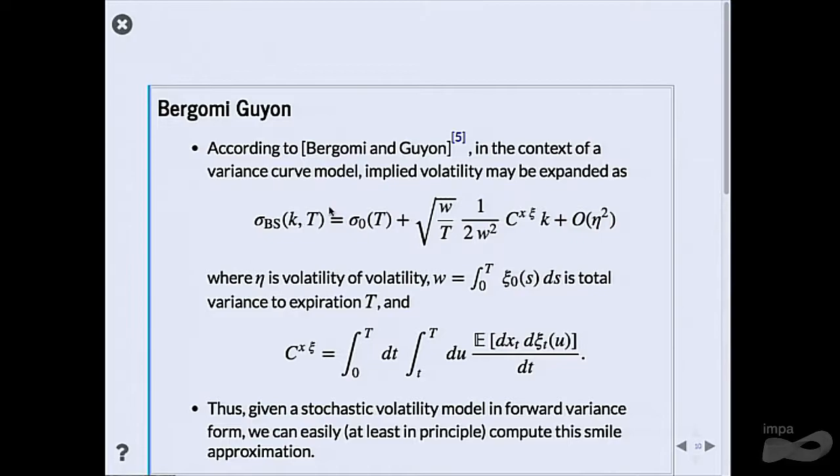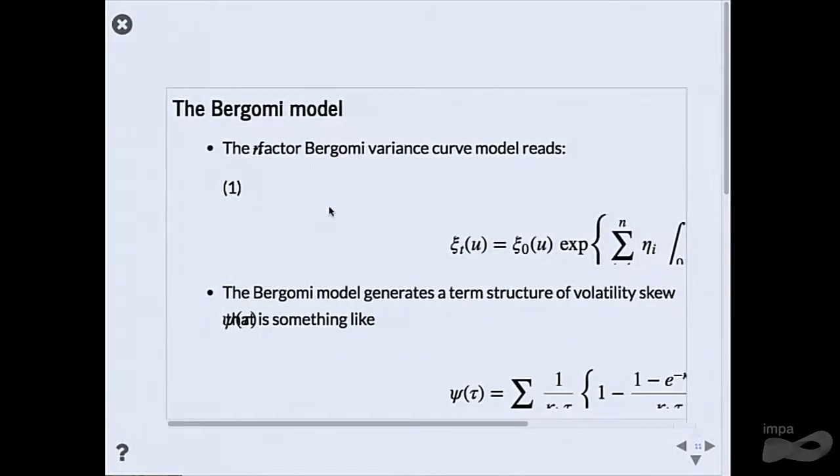And you can see that W is just the variance swap, so this is easy. CXI, on the other hand, is the interesting term. They call this a spot vol autocovariance functional. So the real beautiful thing about their work is, given a model written in forward variance form, you can immediately write down what the term structure of at-the-money skew should be. Conversely, if you observe the term structure of at-the-money skew in the market, you can immediately assess whether it's compatible with a proposed model.